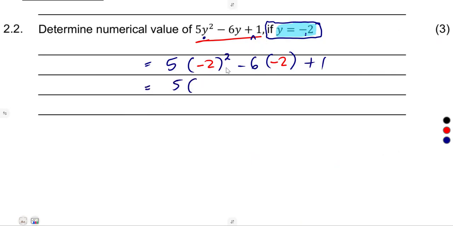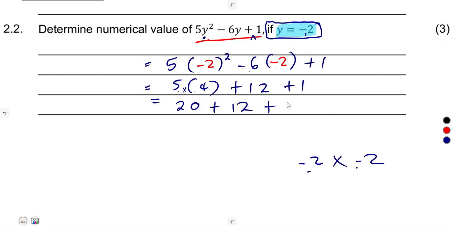That's 5 into negative 2 squared, which means negative 2 times negative 2, meaning to say we're going to get a positive 4. Then negative 6 times negative 2, negative times negative, that's a positive 12, plus 1. All right, there is a bracket 5 times 4, which is 20, plus 12 plus 1.